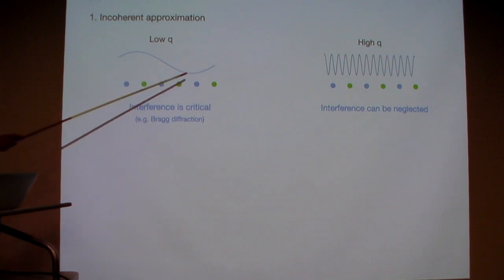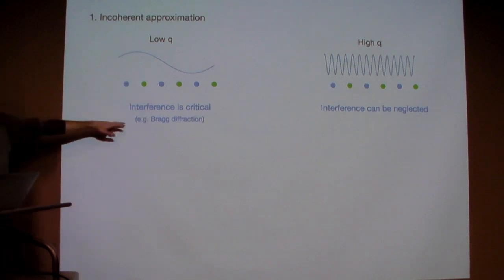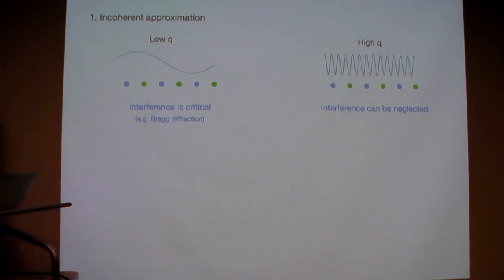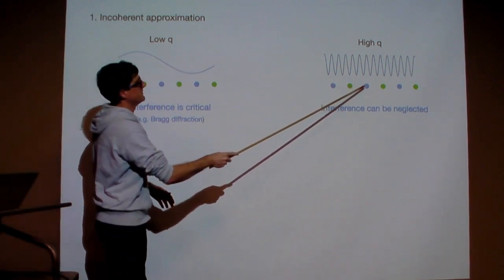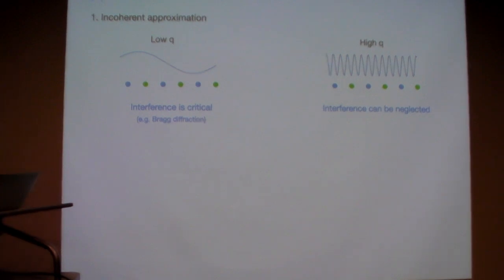If I have a long wavelength perturbation, the interference of the phases between these different atoms can add up coherently, and it's a really important effect that gives you things like Bragg diffraction. So you get constructive and destructive interference between the different atoms. Now, if you go higher and higher in momentum, to the extent that the wavelength becomes small compared to the interparticle spacing, the phase differences between these different atoms start averaging out, and you can start neglecting these interference terms. That massively simplifies your calculation.